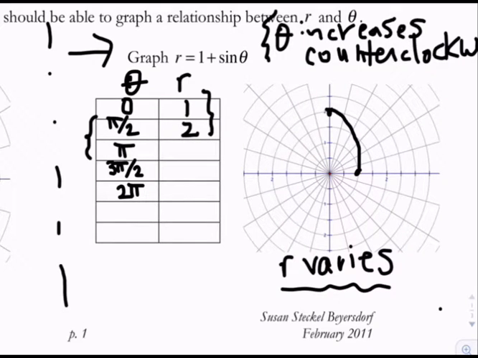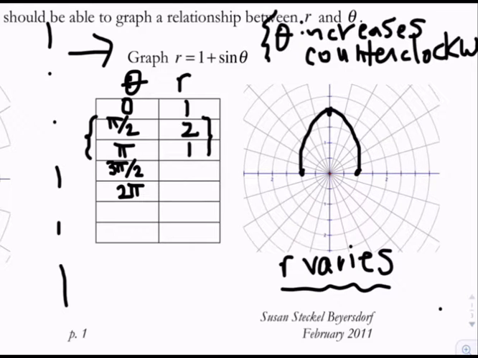My next subinterval, I'm going from theta is pi over 2 to theta is pi. When theta is pi, my radius is 1 again. So now my radius will be decreasing as I graph in a counterclockwise fashion. So all my radii in this region should be between r equals 2 and r equals 1. This is easy now, but I'm making this point because it's going to get harder.